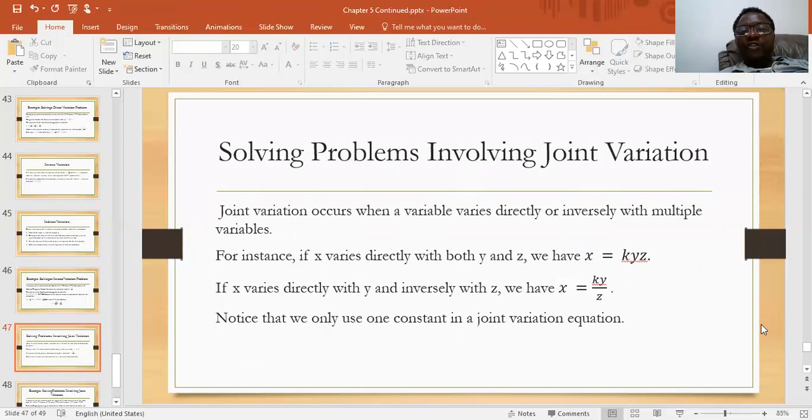Another type of variation is the joint variation. For instance, if x varies directly with both y and z, that means x equals k times y times z. If x varies directly with y and inversely with z, we will write x equals k y over z. Notice that we only use one constant in the joint variation.